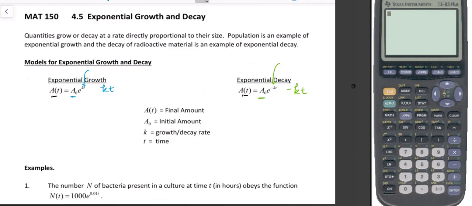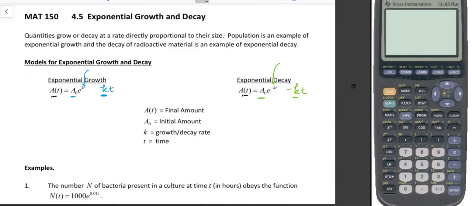And this initial amount is usually either provided to us or we can determine an initial amount that will work for the given situation. The k in both of these formulas, so again, the k has a positive coefficient in growth and it has a negative coefficient in decay. That k is the rate at which the substance or the population, whatever that initial amount represents, is growing or decaying. Sometimes this might be given to us as a percentage, and when we use it in the formula, we'll always want to write it as a decimal.